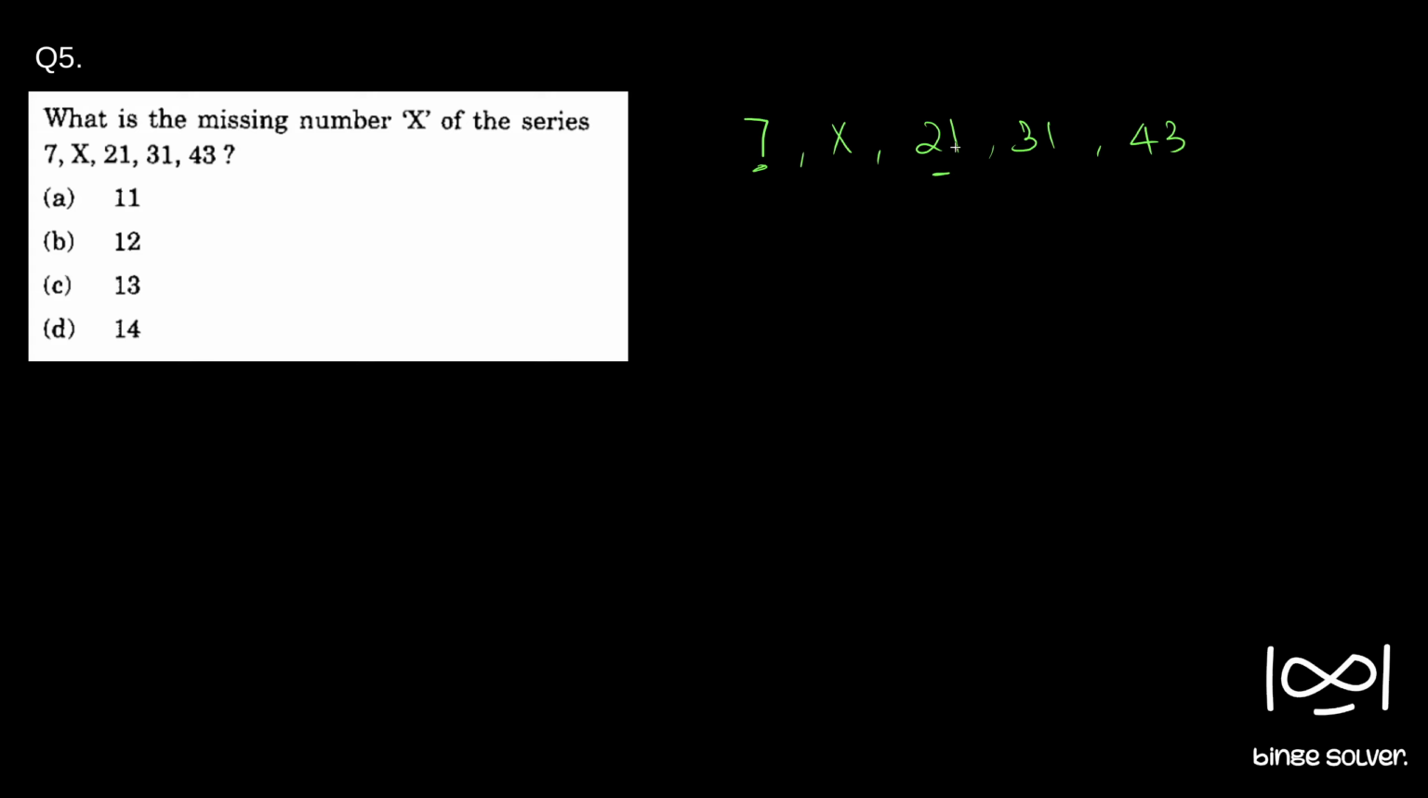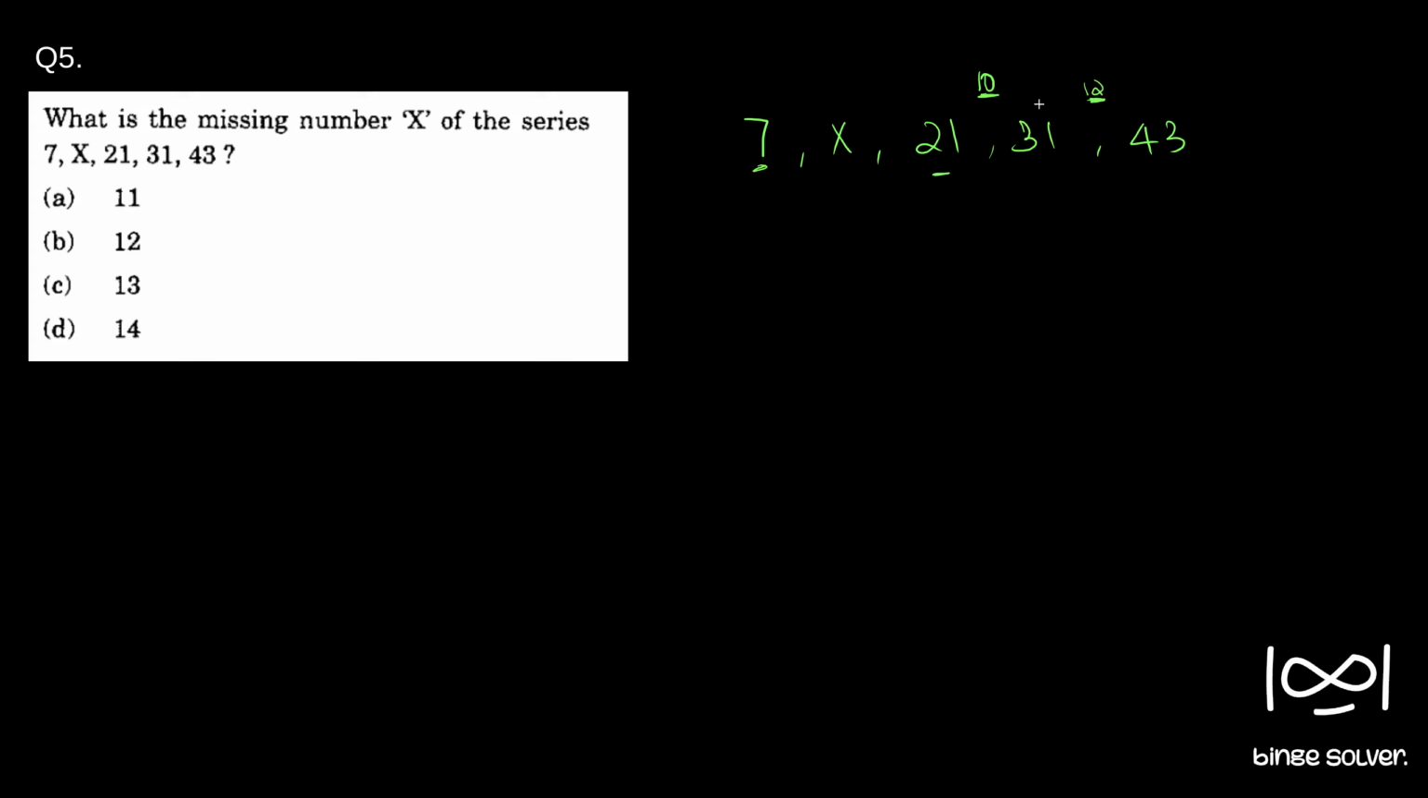If you see these two numbers, the difference between these two numbers is 10. That is very clear. Right away we can see the difference between these two numbers is 10. Then the most obvious thing to do is check what the difference is between the next two. So 31 to 43, the difference is 12.